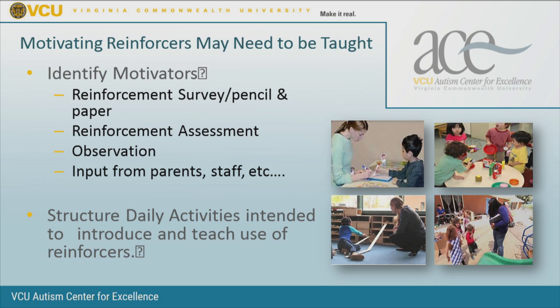Identifying the motivator. There are many tools out there. Reinforcement surveys are pencil-paper type of activities where the child selects what they like, what activities may be motivating for them. It can also be a reinforcement assessment where you're going to sit down one-on-one with the child. You're going to present to them multiple options and see what they choose. You're going to continue that sequence so you can see which are the most likely that they're going to use and that are going to be motivating.